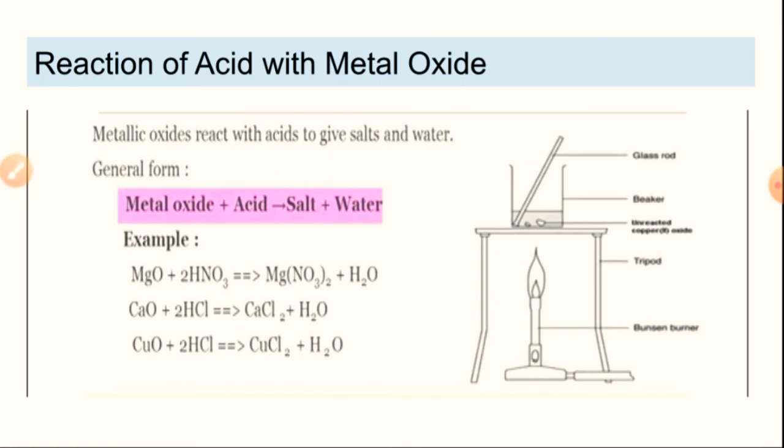Now another type of reaction is the reaction of acid with metal oxide. Acids you have understood now. We can take hydrochloric acid, acetic acid, nitric acid, sulfuric acid. These are the acids which are easily available and we can do the reactions with them. Metals are, for example, sodium, magnesium, calcium, and metal oxides are magnesium oxide, calcium oxide. These are metal oxides.